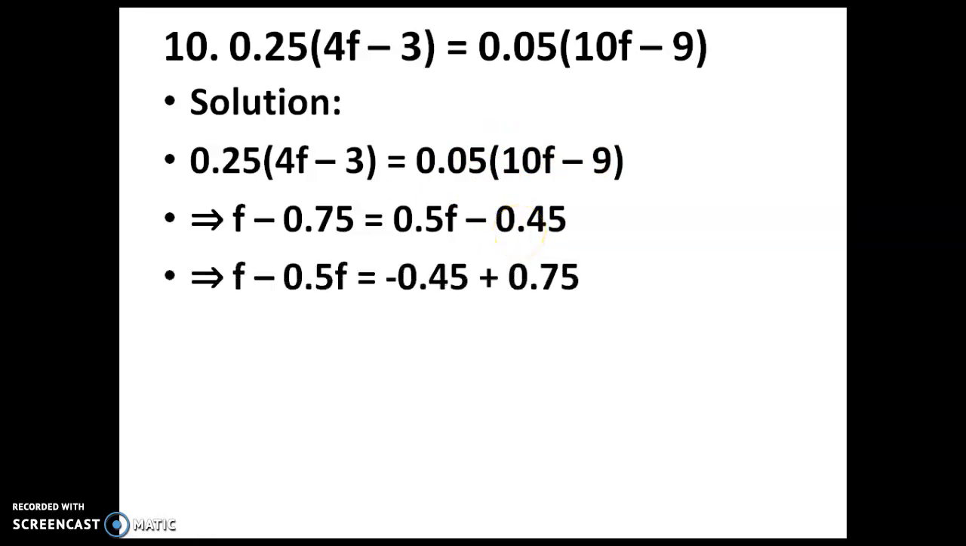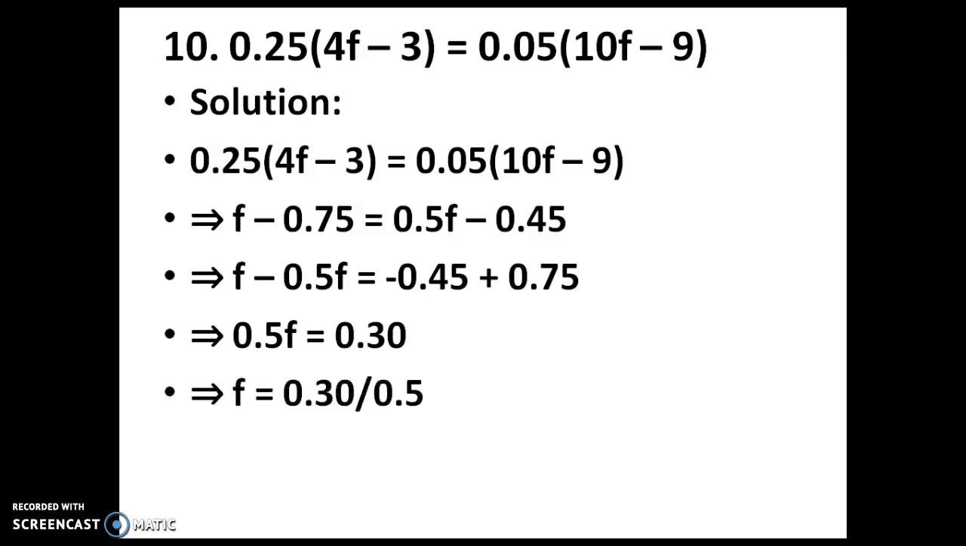Now bring all f to one side, then all constants to the other side. So you will get 0.5f equal to 0.30. So f is equal to 0.30 divided by 0.5, that means 3 by 5, which is equal to 0.6. That's the answer. As I told, if you can't work with decimal points, first you can remove them and then do it. But I felt it's simple doing with 0.25 and all, that's why I didn't remove it. It's easier to do.